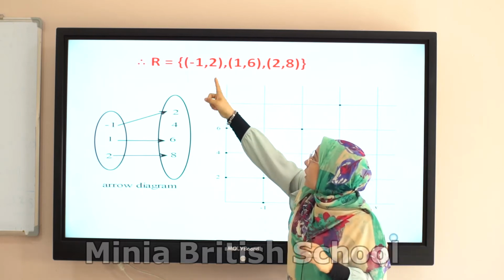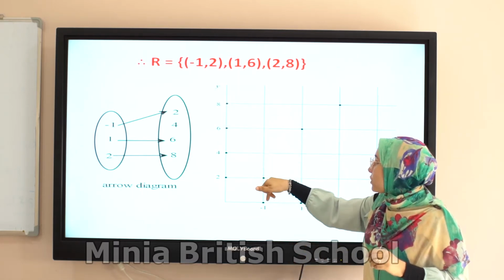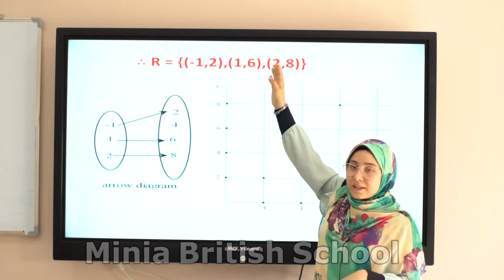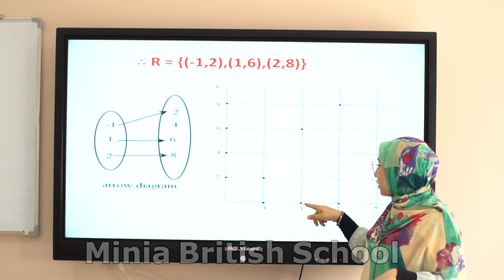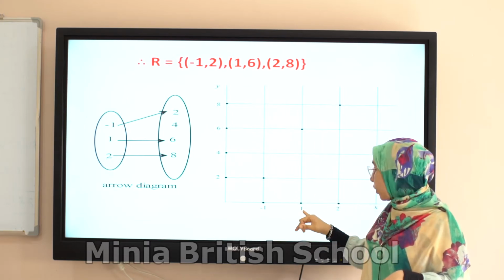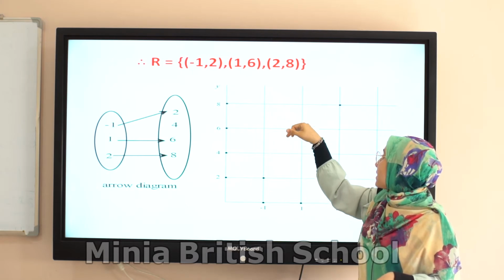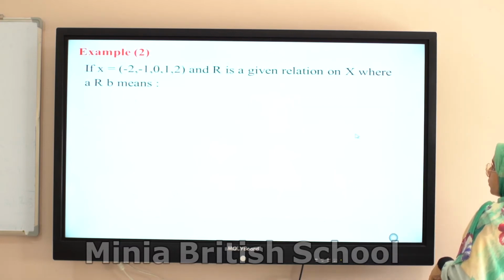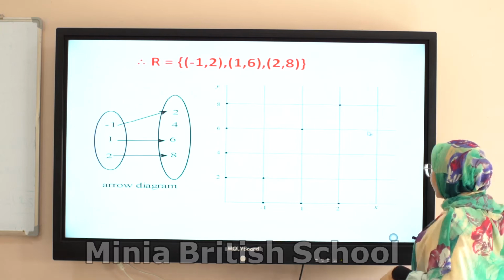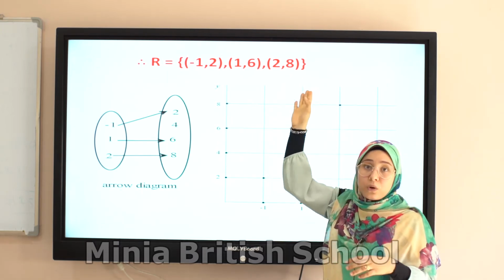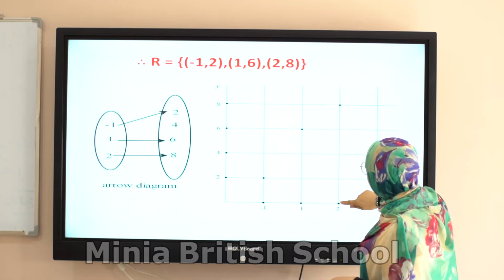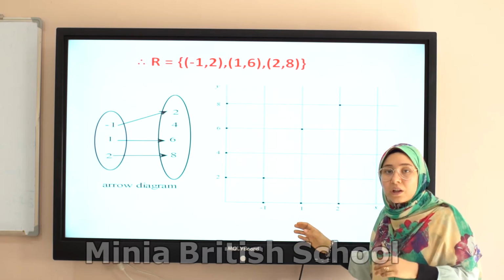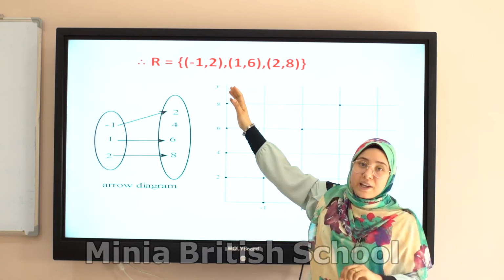Now I will represent each order pair in this net. The first one, -1 and 2, so this is the order pair here. The second order pair, 1 and 6, so I will represent this order pair here. Last one, the order pair 2 and 8, from 2 to 8, so the order pair 2 and 8 here. So this is called the Cartesian diagram for this relation.